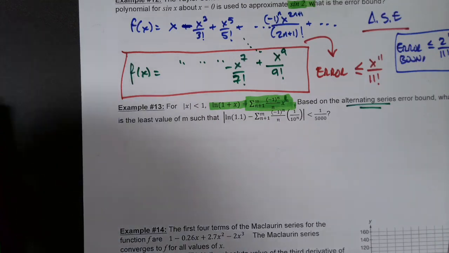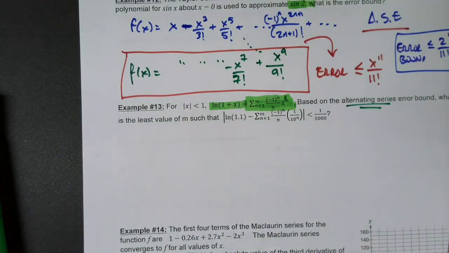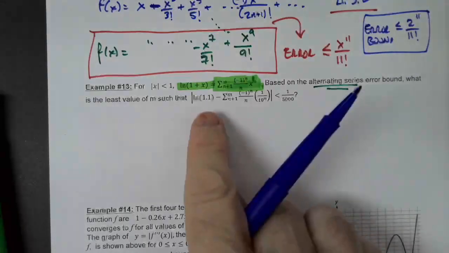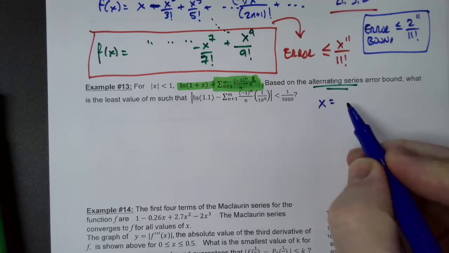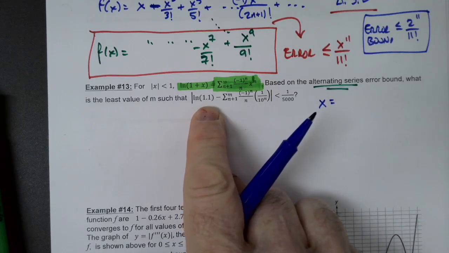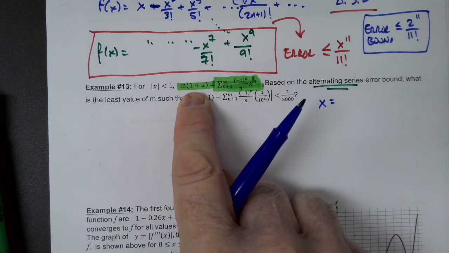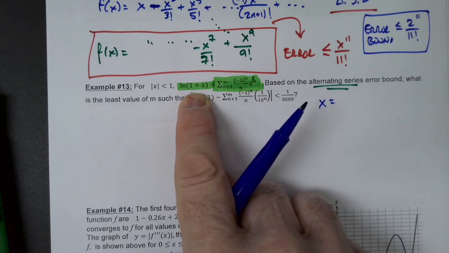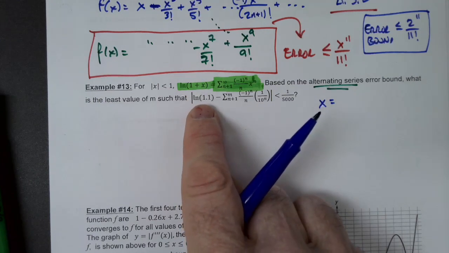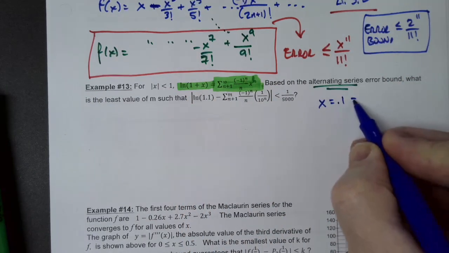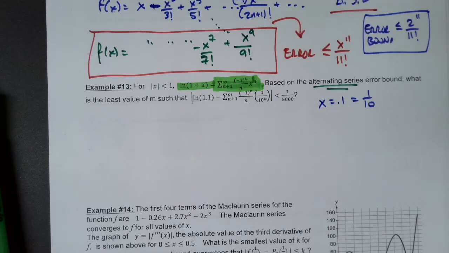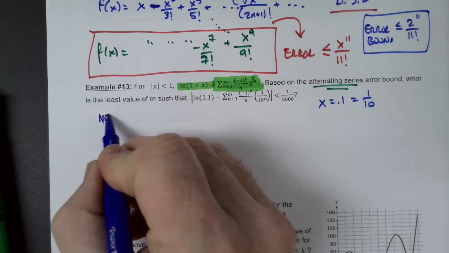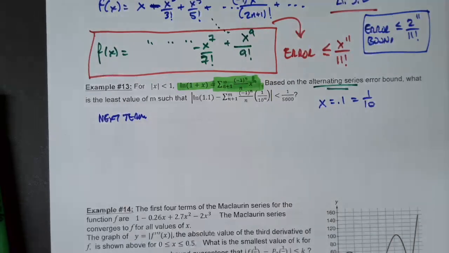Okay? So, we can see from this one that we're looking at an x equals 0.1 here. It's 1 plus x that is here. So when it does this, it's saying that x is 0.1 or 1/10. Okay. So that is our x value. Since it's an alternating series, we're going to use our next term, whatever that is.